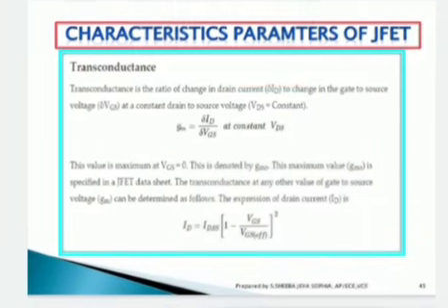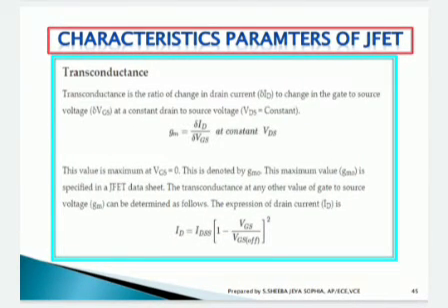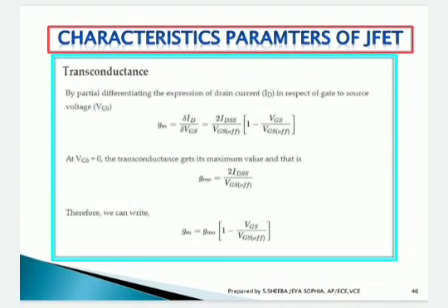Moving to another parameter, transconductance. Transconductance is the ratio of change in drain current to change in gate to source voltage at a constant drain to source voltage. Gm is equal to del ID divided by del VGS at constant VDS. This value is maximum at VGS equal to 0 and it is denoted as gm0. The maximum value is specified in a JFET data sheet, and transconductance at any other value of gate to source voltage can be determined by the expression ID is equal to IDSS into (1 minus VGS divided by VGS off) the whole square.